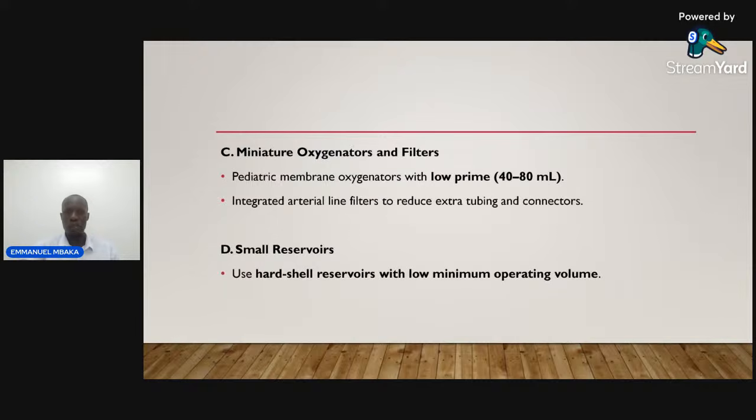One thing you need to understand: when you use too large tubes, there will be unnecessary volume and poor venous drainage without vacuum. And when you use too small tubings, there will be increased resistance and risk of line chatter. You need to put that in mind as a perfusionist. Also let's talk about miniature oxygenators and filters. You need to use a pediatric oxygenator which has low prime, for example 40 to 80 mils, and you also need to have a small reservoir. So use a hard shell reservoir with low minimum operating volume. Next slide.